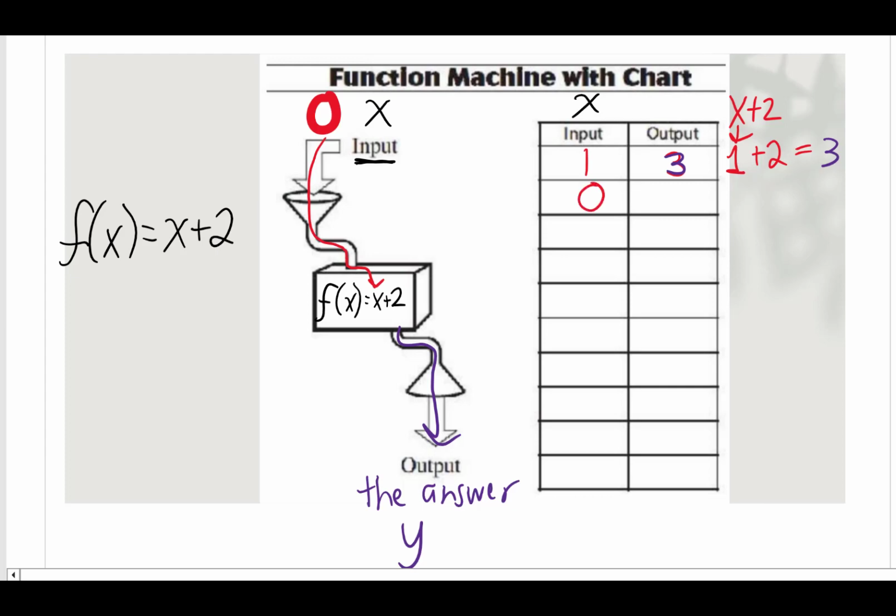So if x is 0, then what is the answer? So I'm putting the 0 inside the machine, and then I'm going to write it over here. So now I have 0 plus 2, right?